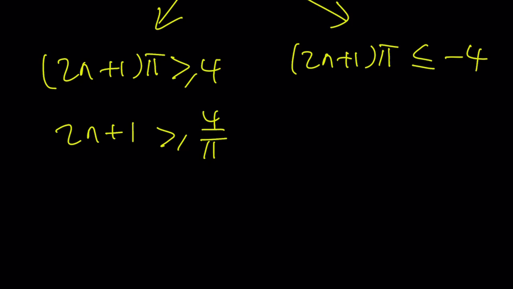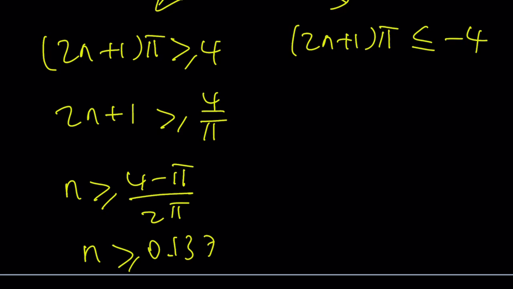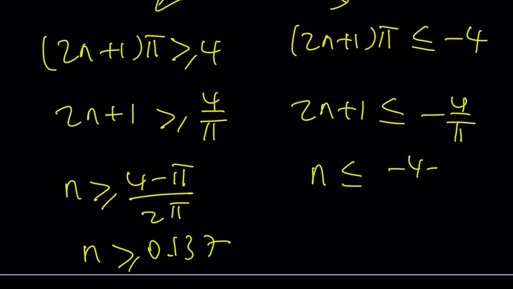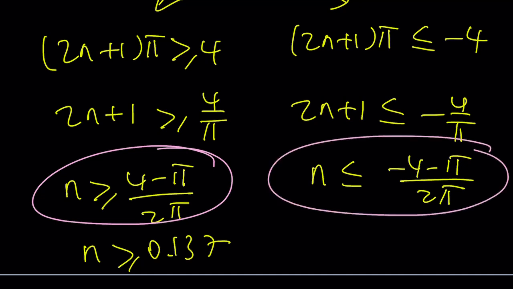Subtract 1 and divide by 2, you're going to get n is greater or equal to (4 minus pi) over 2 pi. And approximately, this is going to give you n is greater or equal to 0.137. Let me just give it to you for free. And then from here, you're going to get 2n plus 1 is less than or equal to negative 4 over pi. And n is going to be less than or equal to (negative 4 minus pi) over 2 pi. I just want to get your attention here to one fact that if you add these up, you're going to get negative 1. And the second inequality gives you n is less than or equal to negative 1.137. That's why they have the same decimal parts.